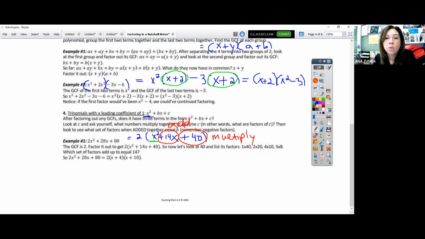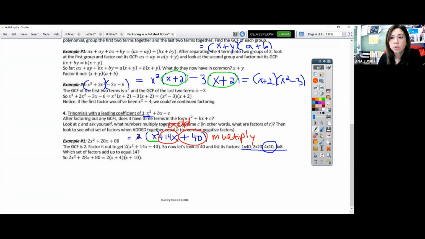Okay? So 40 is 1 times 40. Oh, I forgot that here on the paper. It's right here. 1 times 40, 2 times 20, 4 times 10, 5 times 8. But you're looking to see which of these combinations is going to add to give you 14. And the only one that does is 4 times 10. So I'm going to factor out x squared plus 14x plus 40 as x plus 4 times x plus 10.